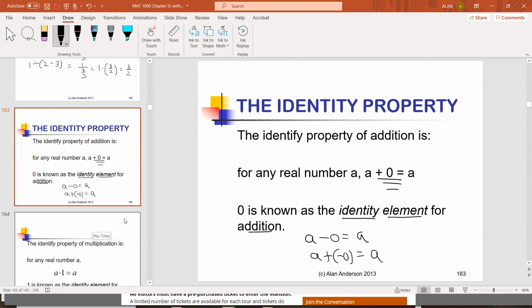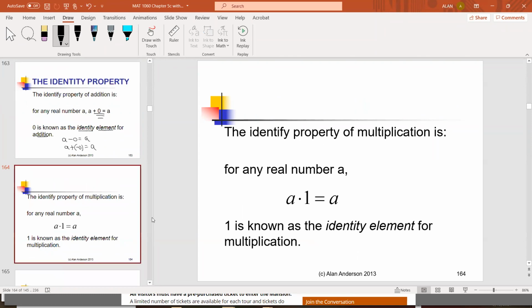Is there a comparable number that has the same impact on multiplication? Now, is there a number which, when multiplied by a, will give me back a? The answer is yes, but this time the number is 1. So if I multiply any number by 1, I'm not changing its value. So we call 1 the identity element for multiplication.